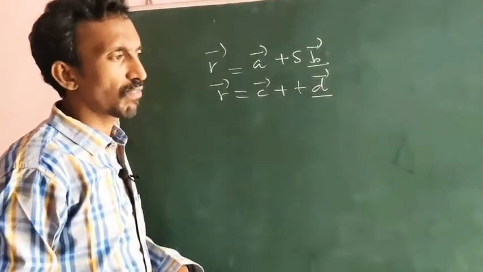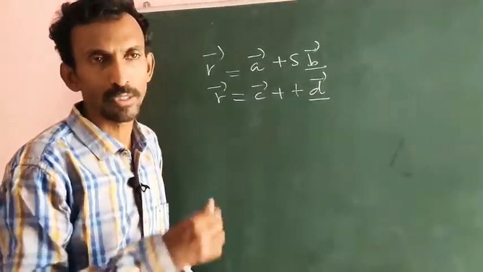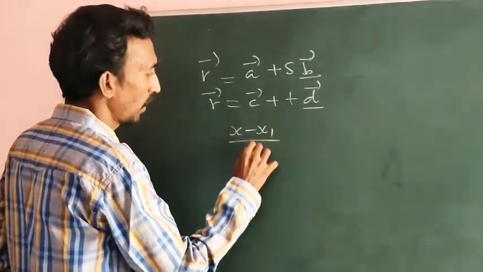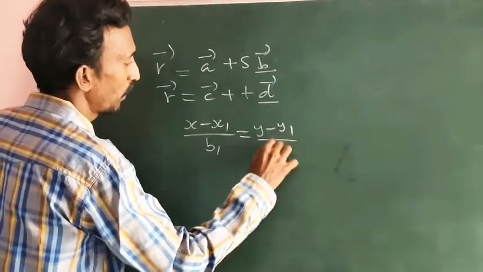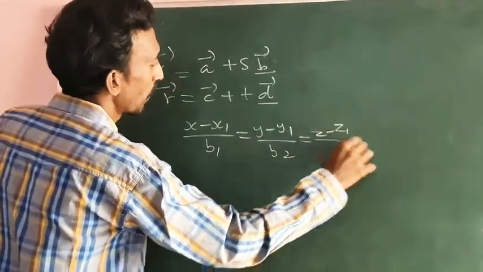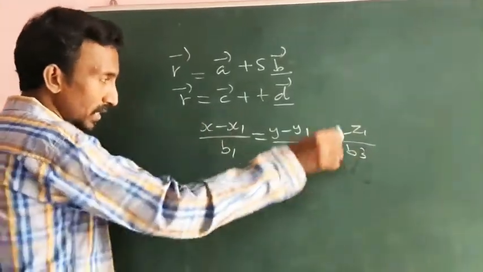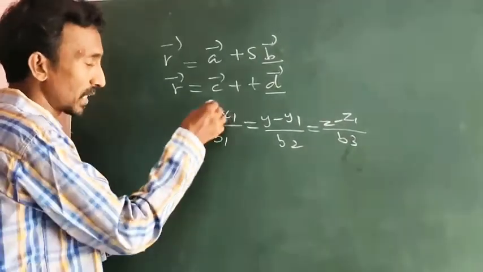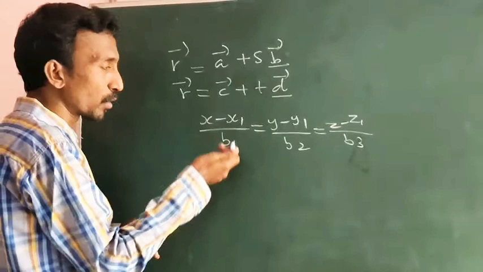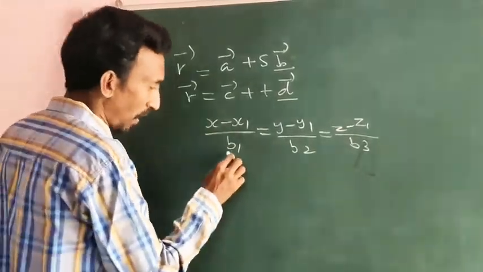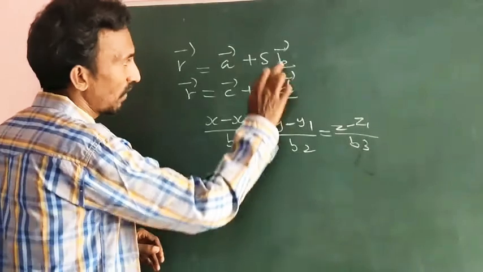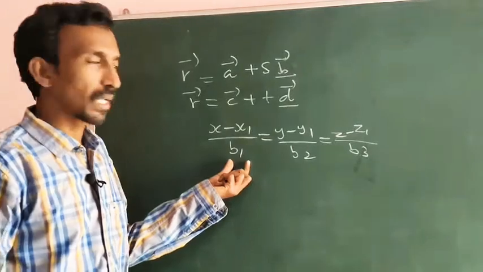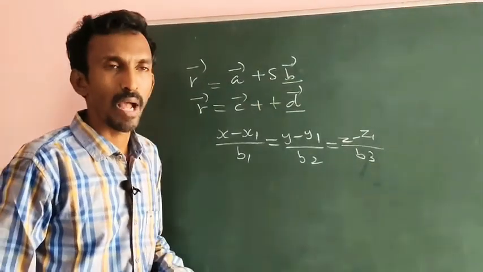Suppose it is in the Cartesian form: x minus x1 by b1 equal to y minus y1 by b2 equal to z minus z1 by b3. So look at the general form. If the given equation is in this form, fine. Suppose it is not in this form, we have to rewrite it into the general Cartesian form. And from the denominators we can get the parallel vector b vector. Similarly from the second line we can get d vector. If one is a scalar multiple of the other, then the two vectors are parallel.